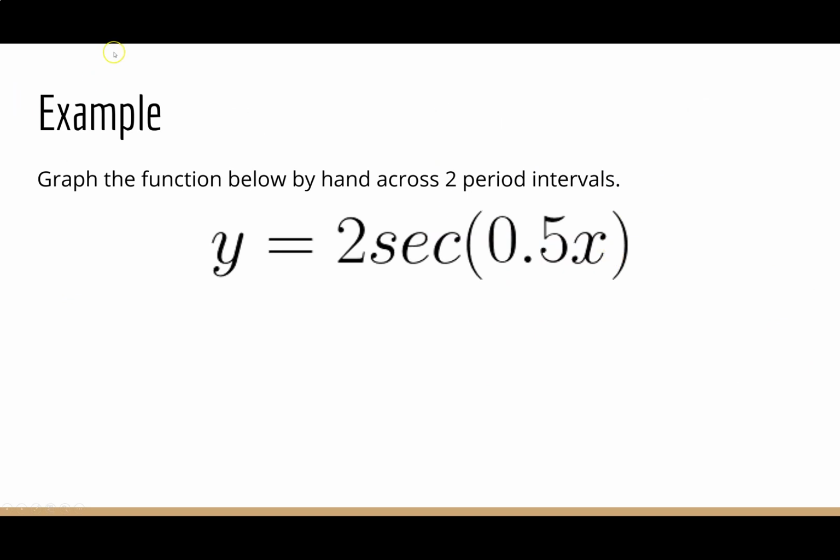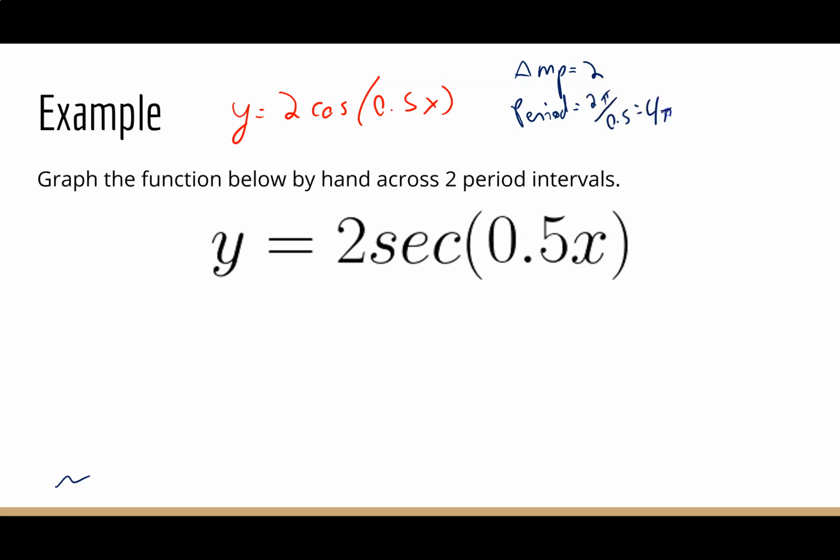So let's go ahead and graph one out across 2 period intervals. So 2 secant 0.5x. I'm going to graph the corresponding cosine first. Okay, let me change up my color. Let's go with blue. So I want to identify everything we did in the warm-up. Our amplitude is going to be 2. Our period is going to be 2 pi over 0.5, which is 4 pi.